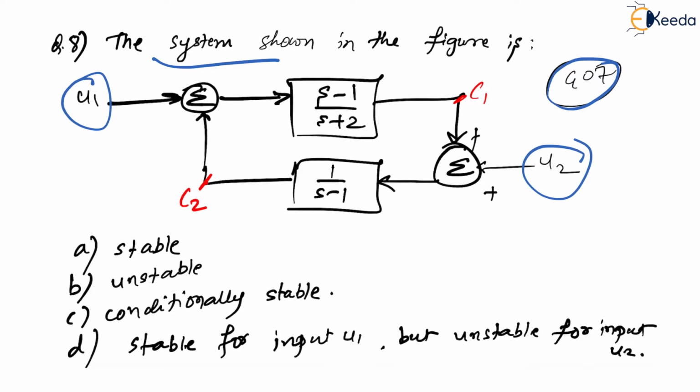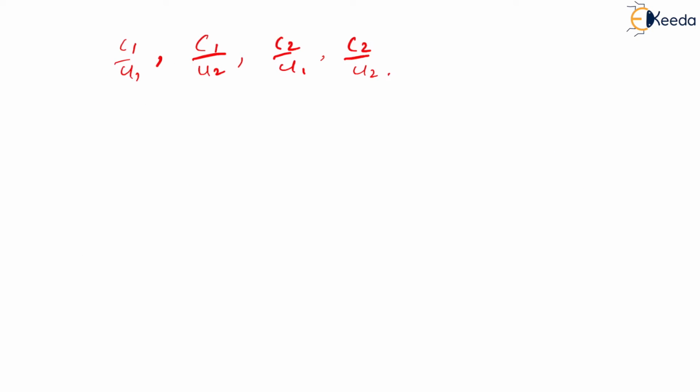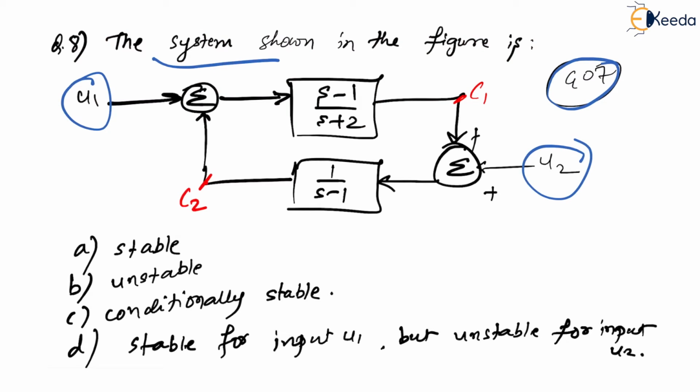Okay. Now, what will I do? I will try to find the four combinations. What will be those four combinations? I will try to find C1 upon U1, C1 upon U2, C2 upon U1, and C2 upon U2. Is that correct? Let us try to do that. We have seen that since transfer functions are not applicable for MIMO systems or for MISO systems, hence we use superposition, right? This is done by using superposition. In superposition, we do what? We activate one input at a time, and we deactivate all the others, right?